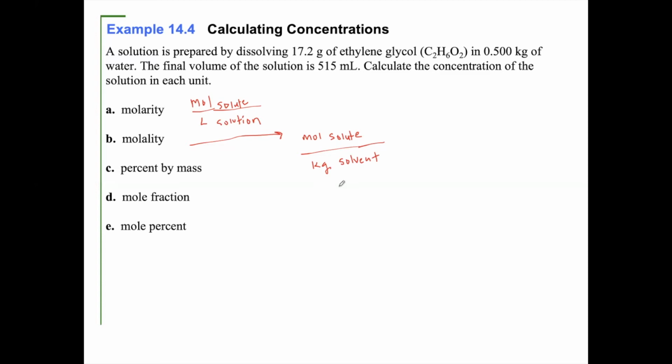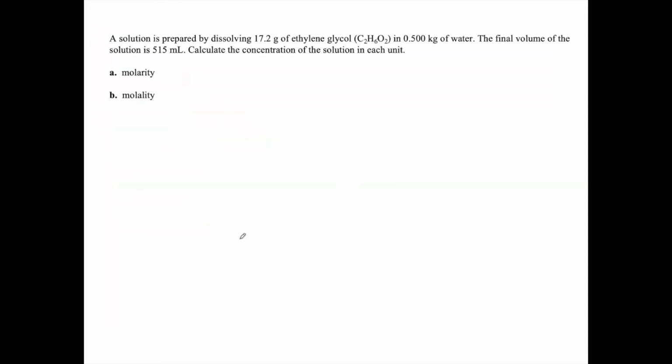And then we have to find percent by mass, the mole fraction, and the mole percent. And mole percent might seem alien to you, but honestly, that's just the mole fraction times 100. So there you go. Not too bad. So we'll do the first 2 parts. We've got 17.2 grams of ethylene glycol and 0.5 kilograms of water.